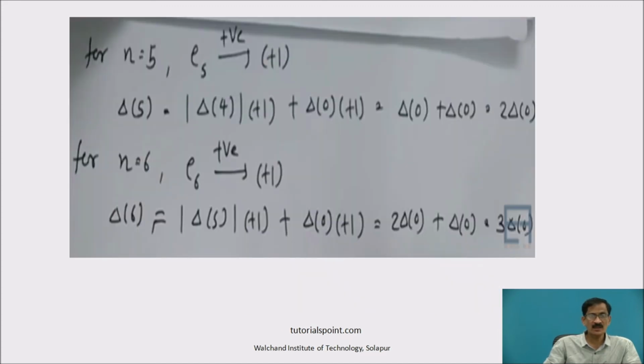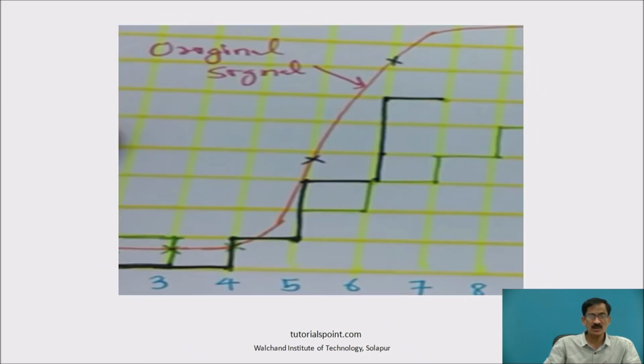Now for n equals 6, E6 is positive because the input analog signal is greater than the staircase output. To calculate delta 6, it will be equal to the mod of delta 5 into the current error E6 plus 1, plus delta 0 into the previous error E5, that is plus 1, giving rise to 2 delta 0 plus delta 0, which equals 3 times delta 0, as shown at 6. So at n equals 6 it is 3 times delta 0. You will find 1, 2 and 3 shown here. Between 6 and 7, the step size increases by 3 times delta 0, shown with the black color.